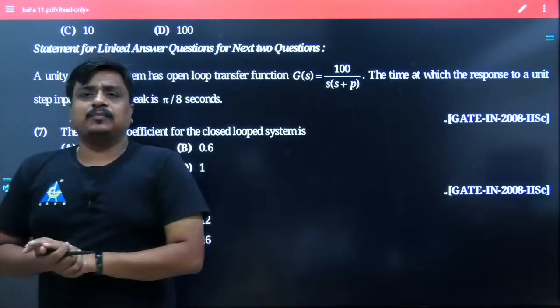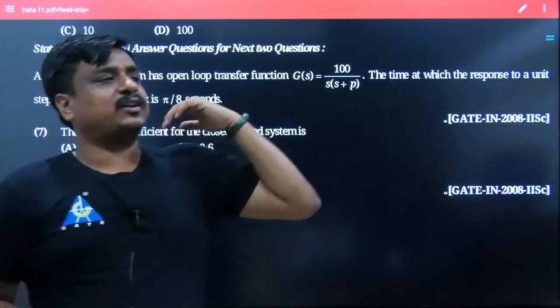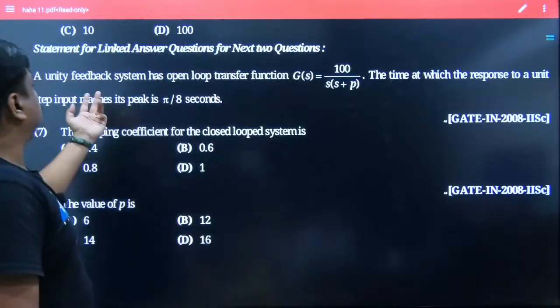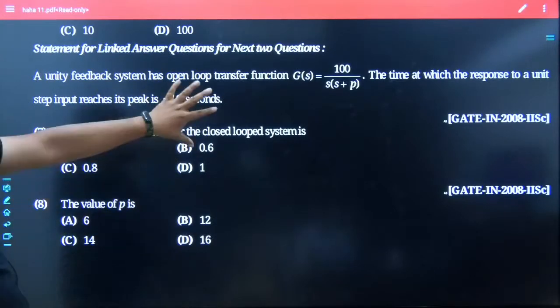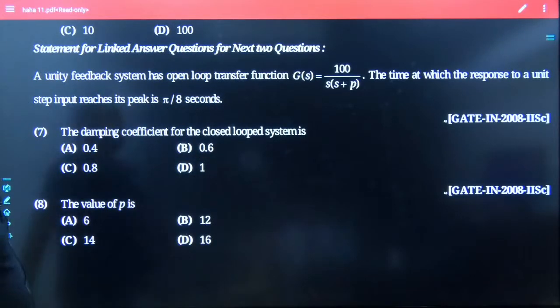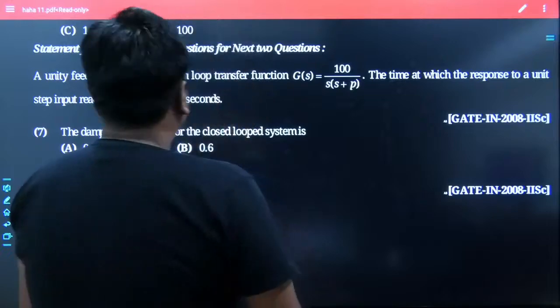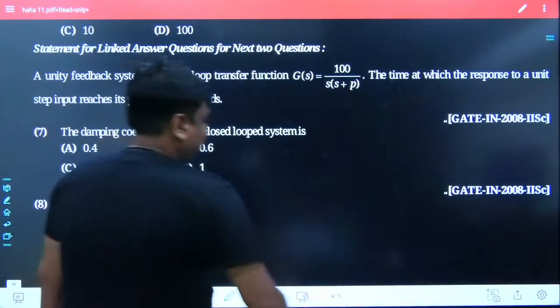That means a system had been designed in such a way that the feedback factor had the value of 1. The open loop transfer function is being given. The time at which the response to a unit step reaches the peak is pi by 8 seconds. The damping coefficient for the closed loop system is... Tell me what would be the best answer for this given problem.